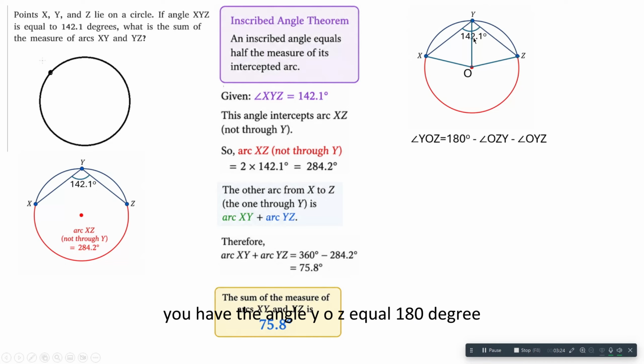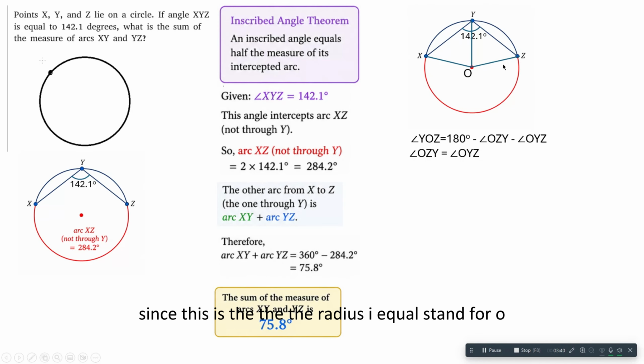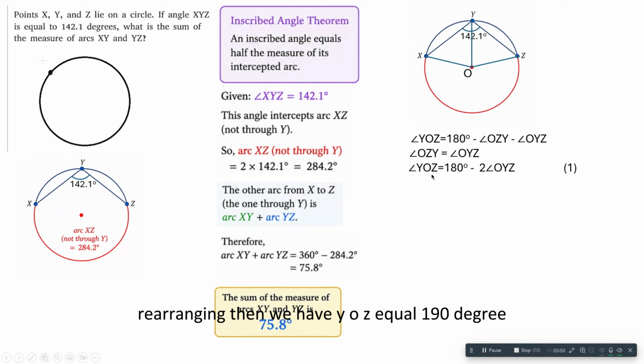You have the angle YOZ equal 180 degrees, subtract the other two remaining angles, which are OZY and OYZ. Since these are radii and are equal, OZY equals OYZ. Rearranging, we have YOZ equal 180 degrees, subtract 2 times angle OYZ.